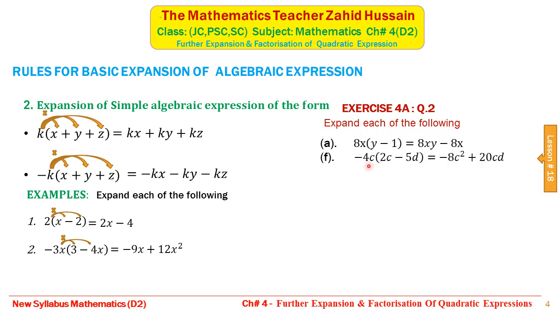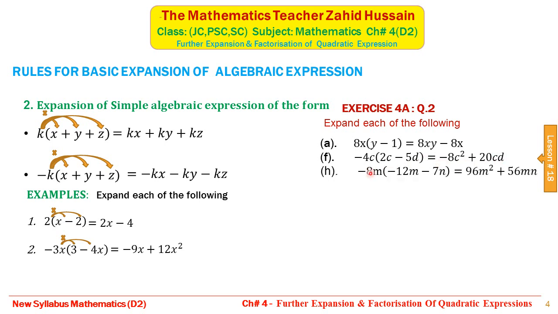Its f part, minus 4c multiplied by 2c minus 5d. So we will multiply minus 4c with 2c. Minus 4 multiplied by 2 is minus 8, and c multiplied with c is c square. And minus 4 multiplied with minus 5 will give you plus 20, and c multiplied with d will give you cd.